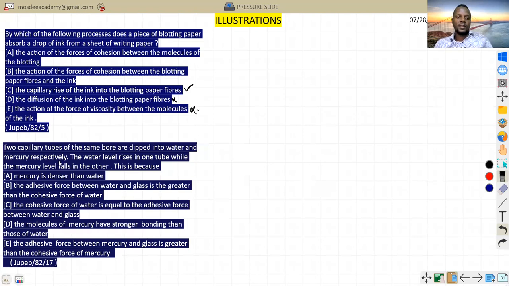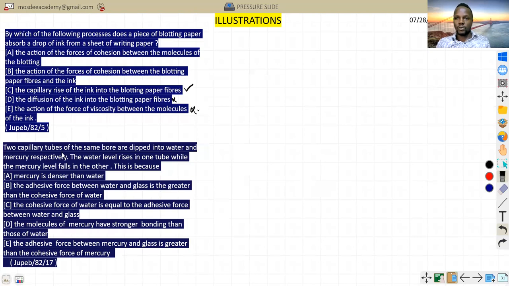We've learned that before. Last but not least, two capillary tubes of the same bore are dipped into water and mercury. So the water rises in one tube while the mercury level falls. That was the exact diagram we did in concept class. We've talked about concave and convex meniscus, and you know about that.